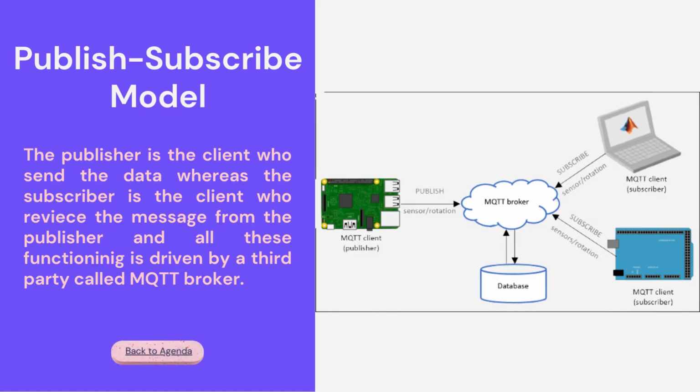Now let us understand the publish-subscribe model. The publisher is the client who sends the data, whereas the subscriber is the client who receives the message from the publisher, and all this functioning is driven by a third party called the MQTT broker. As you can see in this image, the MQTT client publishes the data to the MQTT broker, and it exchanges values with the database, and subscribers receive the messages from the MQTT broker.